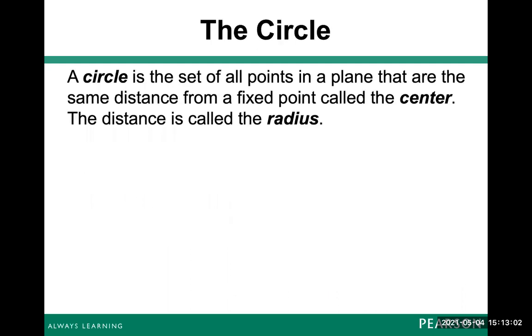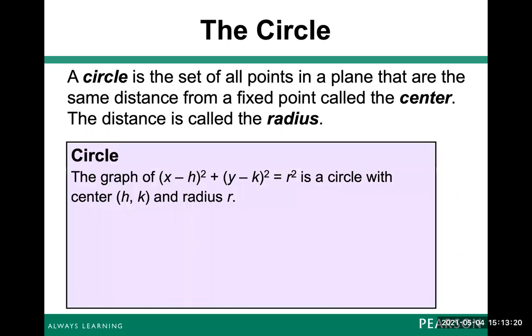All right, and that brings us to circles. A circle is the set of all points in a plane that are the same distance from a fixed point called the center. And that fixed distance is called the radius. All right, so here is the standard form of the equation of a circle. x minus h squared plus y minus k squared equals r squared. And by the way, that comes from the distance formula. The center of that circle is (h, k), and the radius is r.